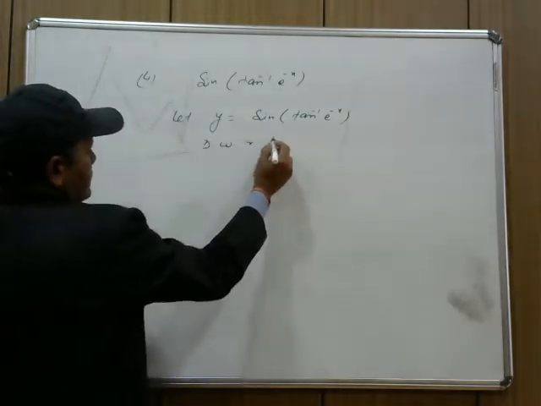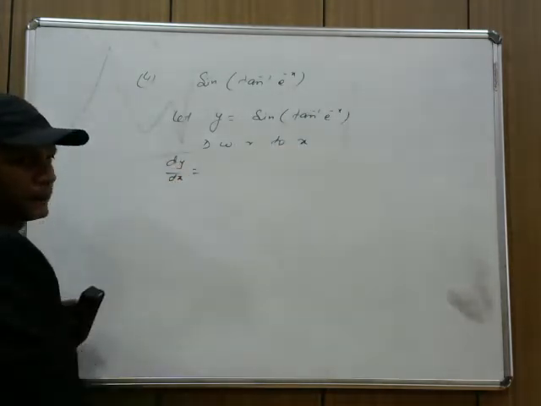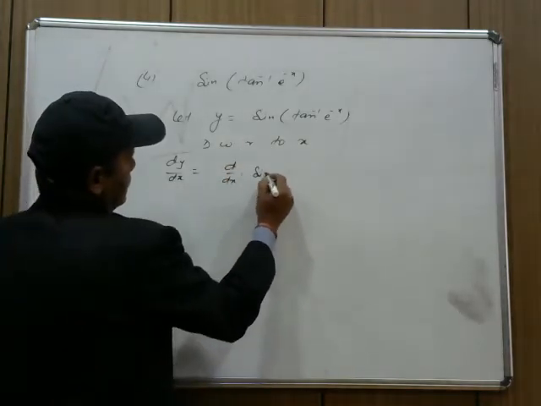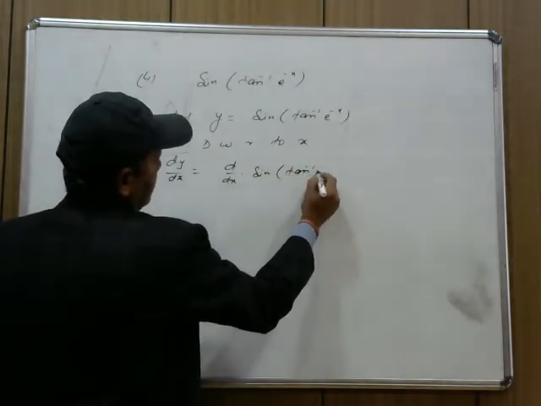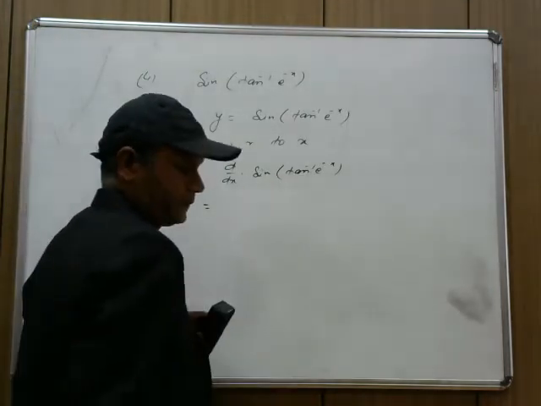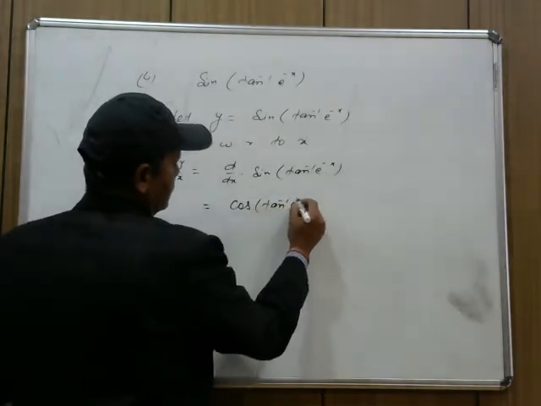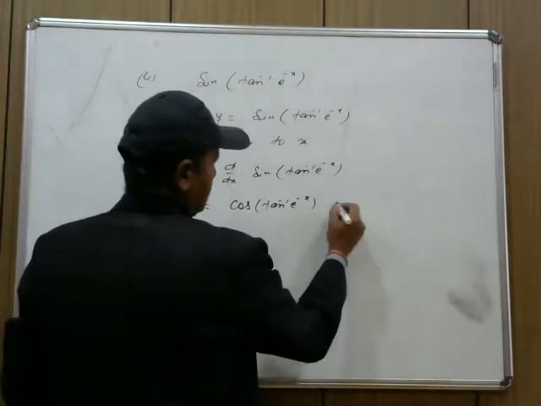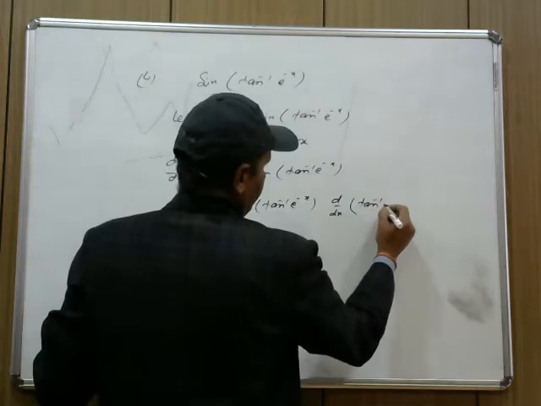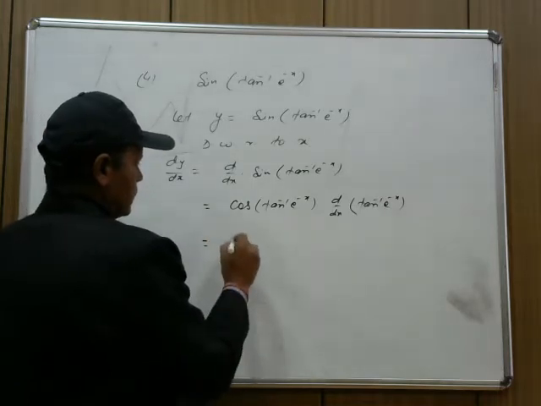Differentiate with respect to x both sides. dy by dx is equal to d by dx of sine tan inverse e to the power minus x, and that is equal to, differentiation of sine x is cos, so cos tan inverse e to the power minus x. Now differentiation of tan inverse e to the power minus x.